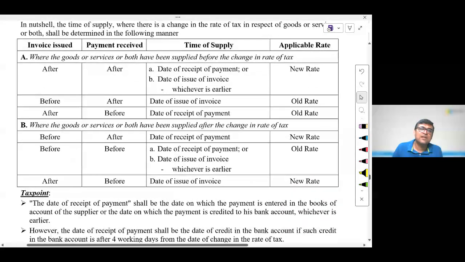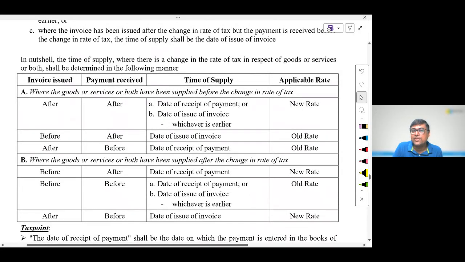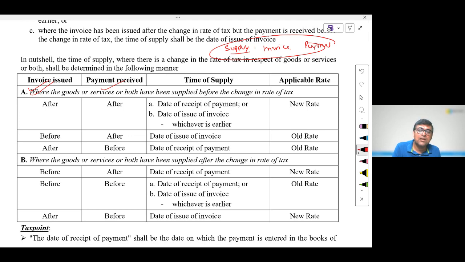One more important aspect in this time of supply: what happens if the rate changes? If there is a change in the rate, we are supposed to consider the events of the transaction: supply, issuance of invoice and payment received. Out of these three things, if two events take place before the change in the rate, the old rate would be applicable. If out of these three, two events take place after the change in the rate of taxation, the new rate would be applicable.